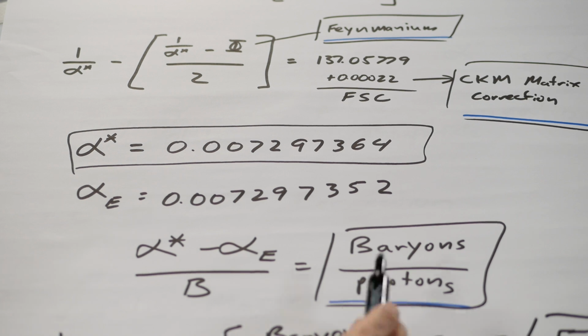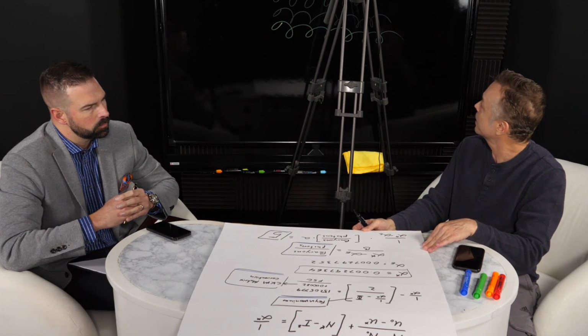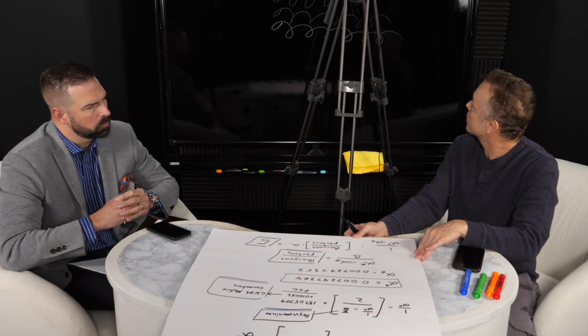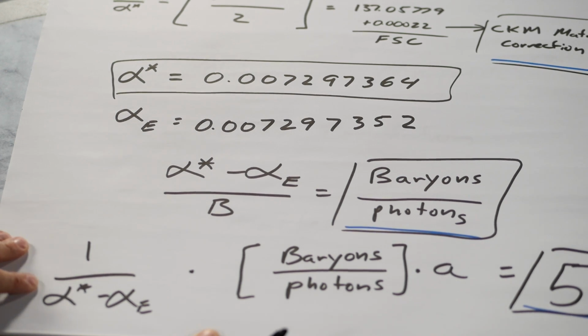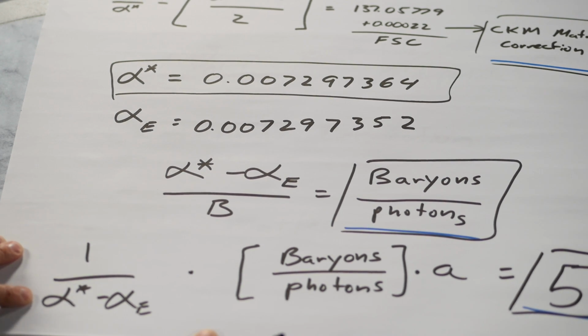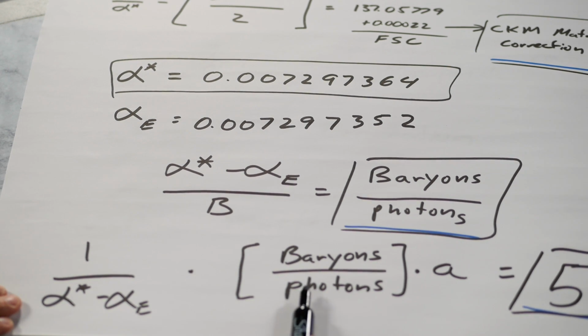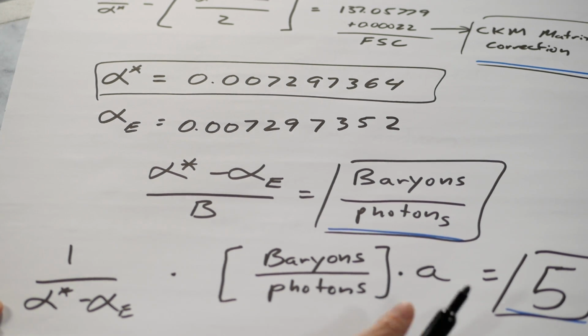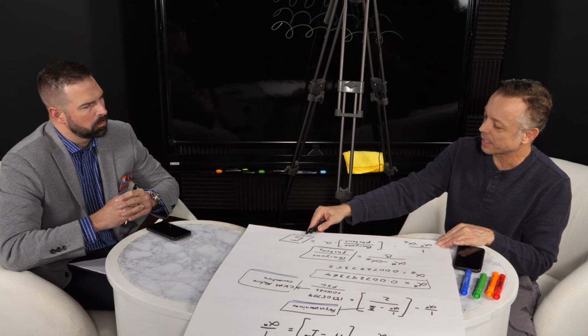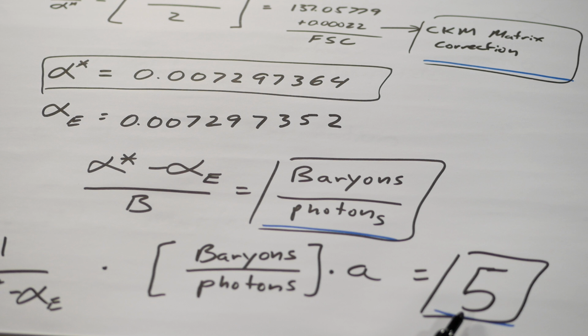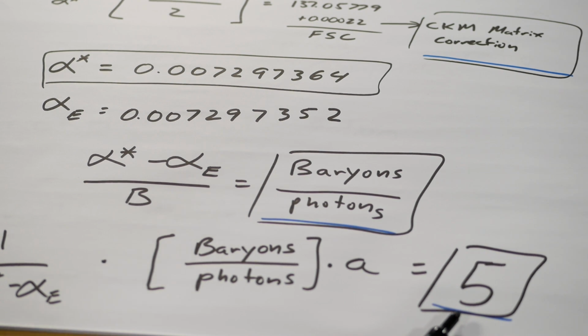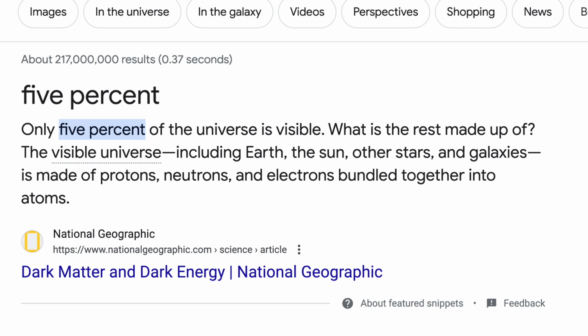But what's even more interesting is if we take those numbers and go ahead and invert this, so we have the inverse of alpha from the existence equations minus alpha from experiment, and multiply that by the ratio of baryons to photons, and then multiply that by a, we return back to the number 5, which is the ratio of a to b, but it's also the ratio of visible matter in the known universe.